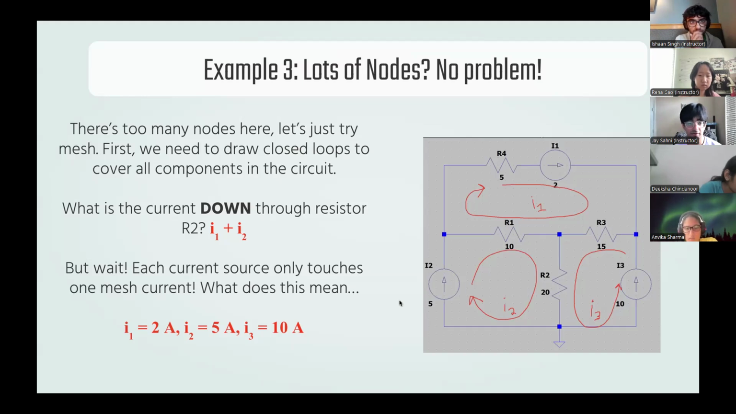How I like to think about it when I was learning about mesh is that the mesh current is just the current that goes through the loop if nothing else was there. So for I1, if the bottom two boxes weren't there at all, the mesh current would just be I1. If that makes sense.